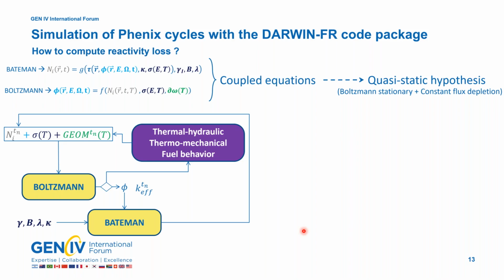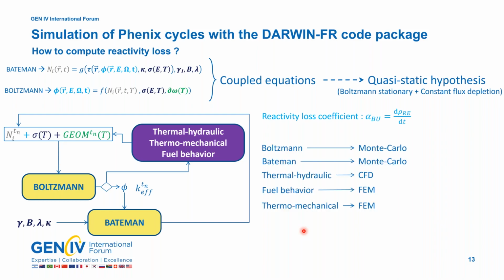So in practice, you just add an additional iteration loop to obtain this dependency. And at the end, you can obtain the evolution of the multiplication factor, so the evolution of the reactivity through irradiation time. And what we want to determine is the reactivity loss coefficient, which is just the derivative of the reactivity evolution through time. Now, imagine that you are able to solve each equation involved in this coupled problem with the reference method. You will obtain a high fidelity modeling, which is not reachable now with classical computing power.